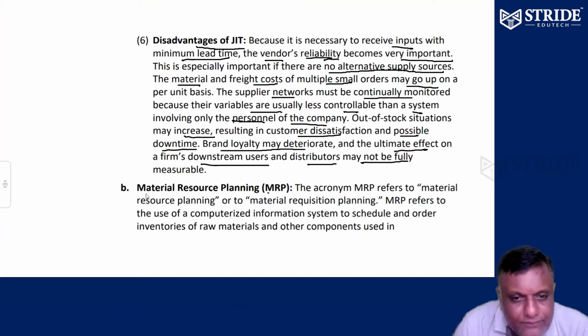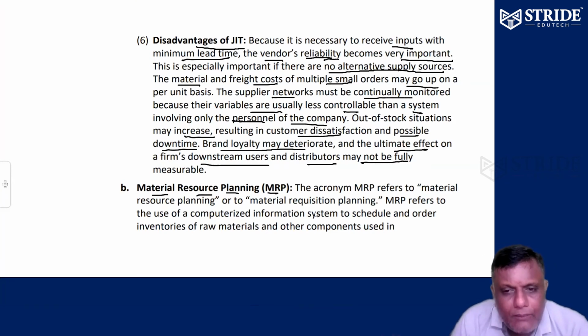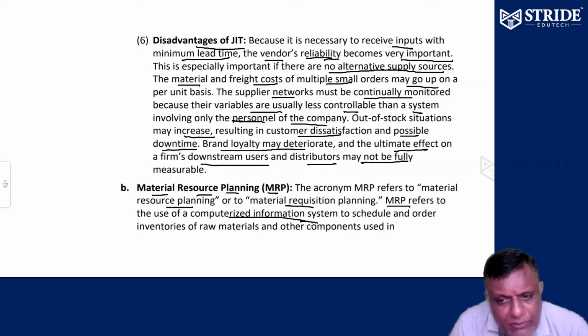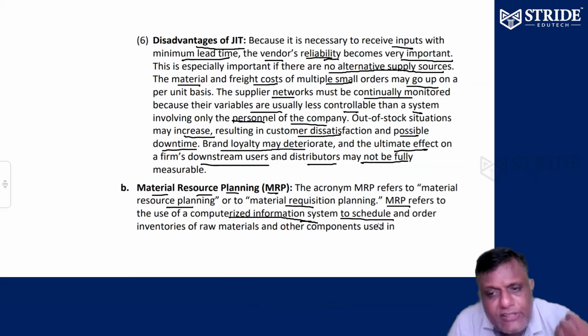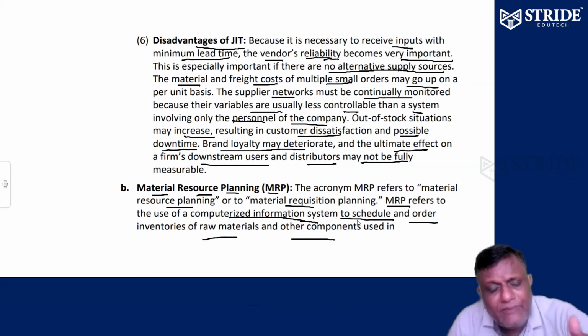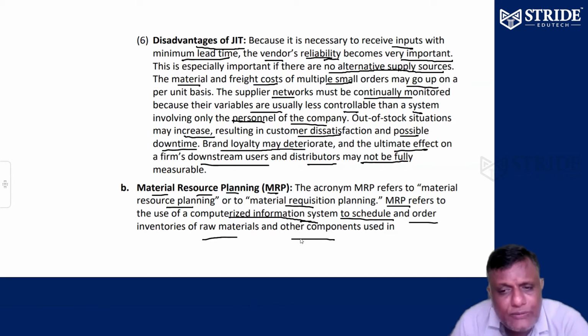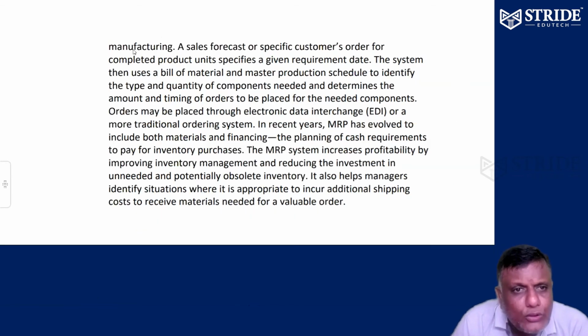But next one, MRP. Material Resource Planning, MRP. What is MRP? MRP means material requirement planning. See, everything has been computerized nowadays, correct? Now ERP tools are available. MRP is a system. It is the use of company information for scheduling. The system itself will do the scheduling and everything. It will take care of ordering inventory of raw material and other components. MRP refers to the use of a computer information system for scheduling and ordering raw materials and other components which are used for production, manufacturing.